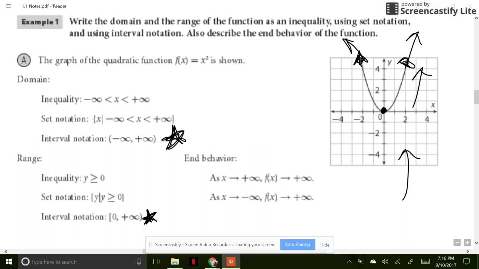So the end behavior, again, we're looking as x goes to positive infinity. As we look to the right of the graph, what are the y values doing? Well, they're going up into positive infinity. And then we also look as x goes to negative infinity. As we look to the left on our graph, what are the y values doing? Well, they're still going up, so they are also going into positive infinity.